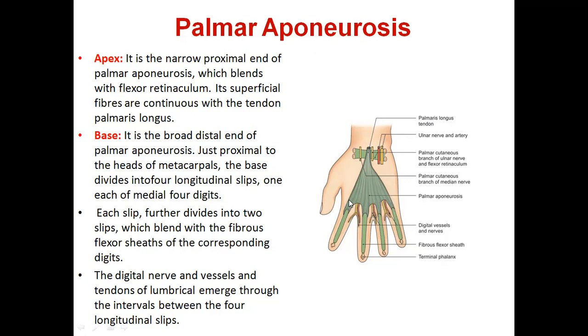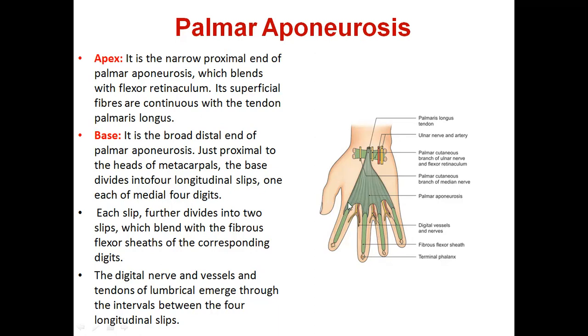Just proximal to the heads of the metacarpals, the base is dividing into how many? 1, 2, 3 and 4. It is dividing into 4 longitudinal slips, which are going towards the medial 4 digits. That means you should exclude the thumb: second, third, fourth and fifth digits. Each slip is actually dividing into 2 further slips, which finally blend with these light green areas, which you call the fibrous flexor sheaths of the corresponding digits.